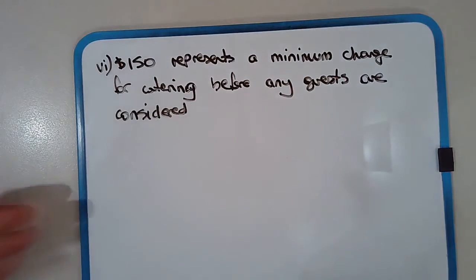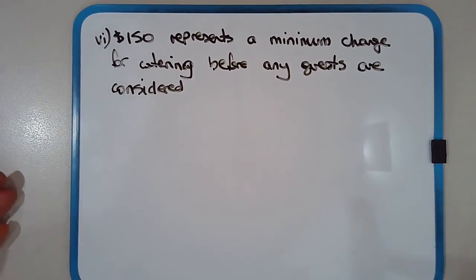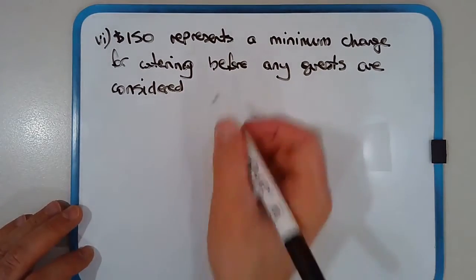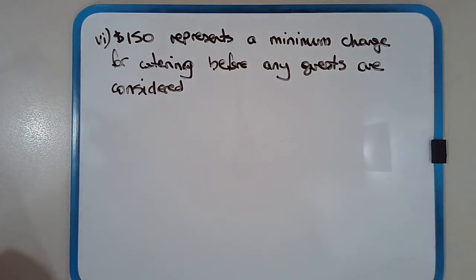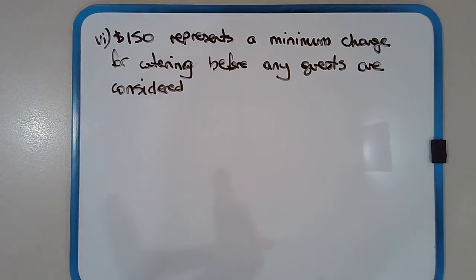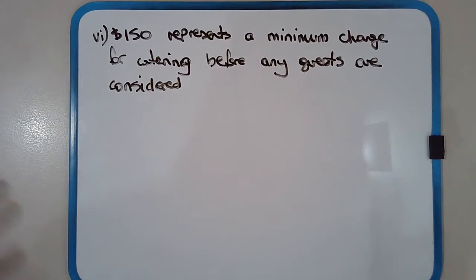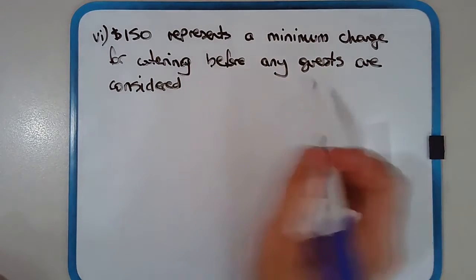It could even be a cover charge, for example, or a booking charge, or a delivery charge. It could be a setup cost. It could be anything. So it doesn't matter what you say there, as long as it's justifiable, plausible, and makes sense. If it's a reasonable response based on the situation given, you're most likely going to get the mark. So I would say it's just the minimum charge for catering before any guests are considered, or it could be a booking charge, whatever, as long as what you write makes sense.